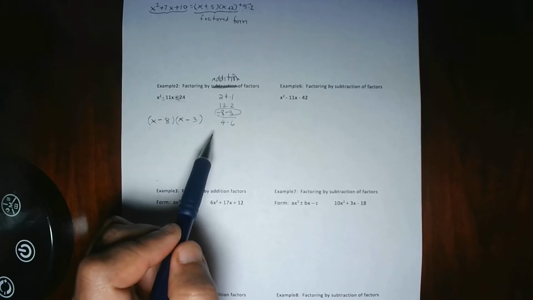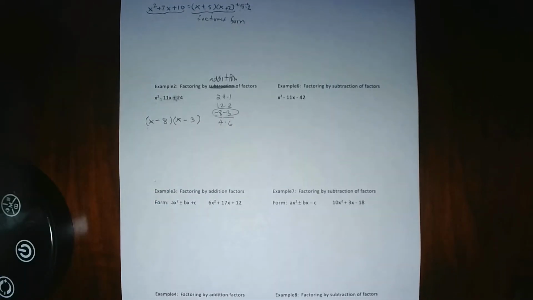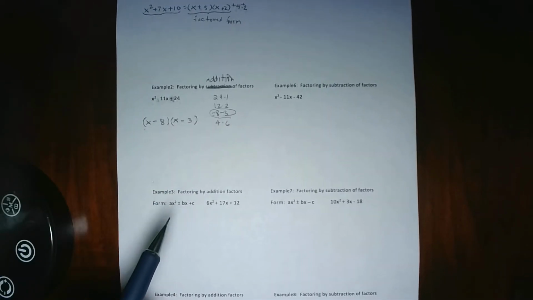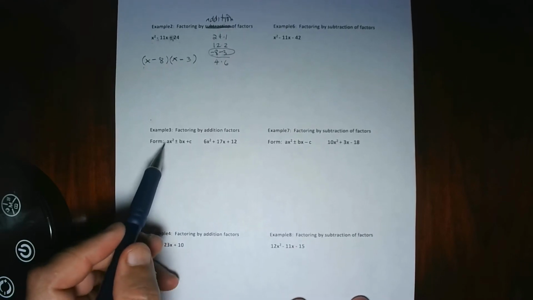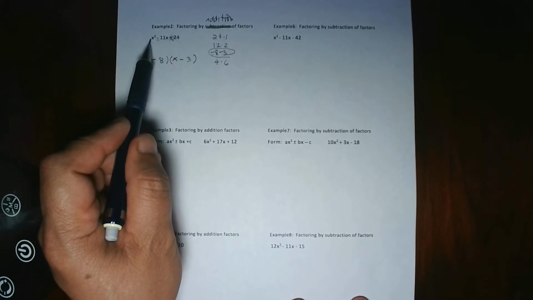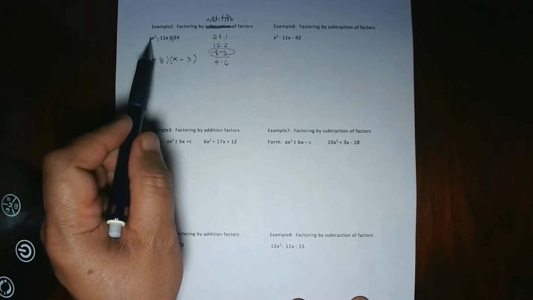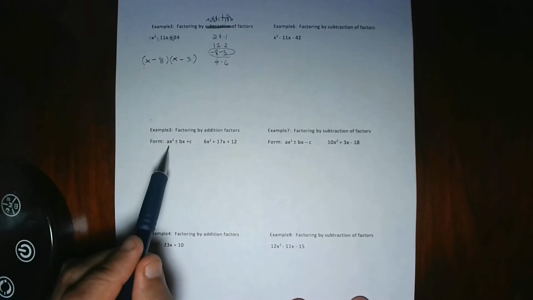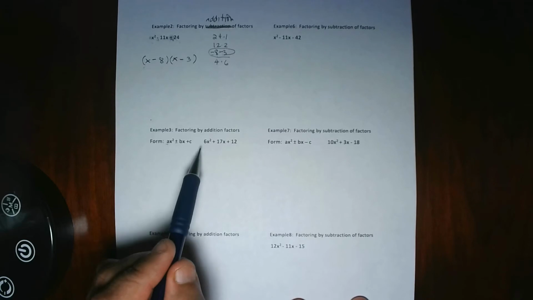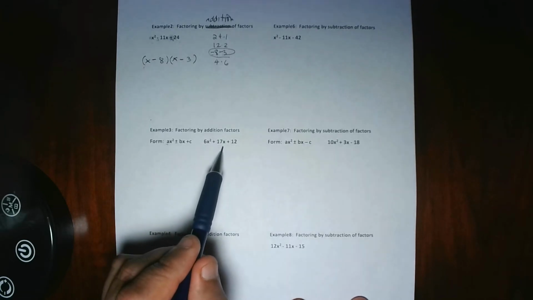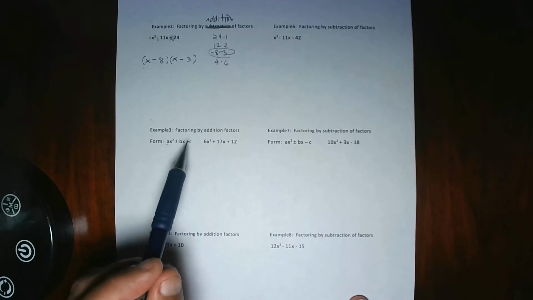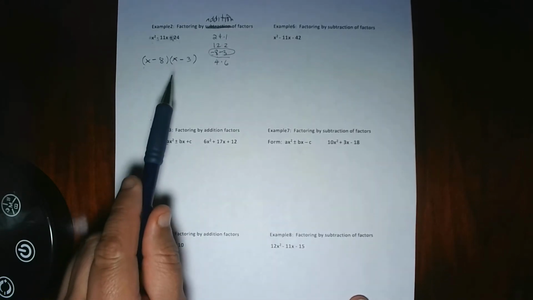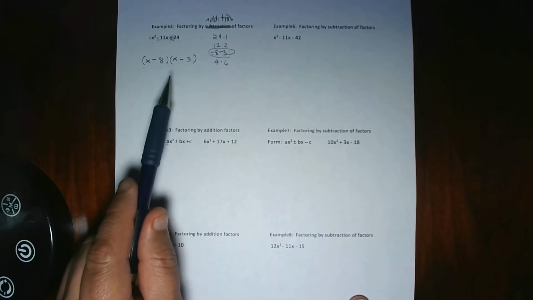Okay? Now sometimes there's a number in front of the x squared here. See that? In the previous two problems, there's only a 1 that we don't write down, but in this case now you have a number in front of the x squared. We have 6x squared plus 17x plus 12. So the way we do this is a little bit differently. It's similar to this one, but it has an extra step.